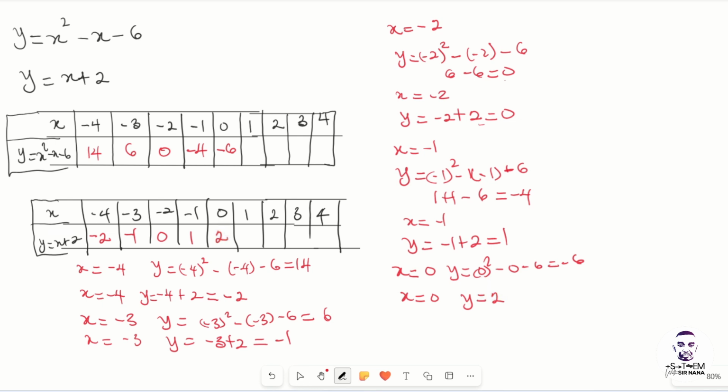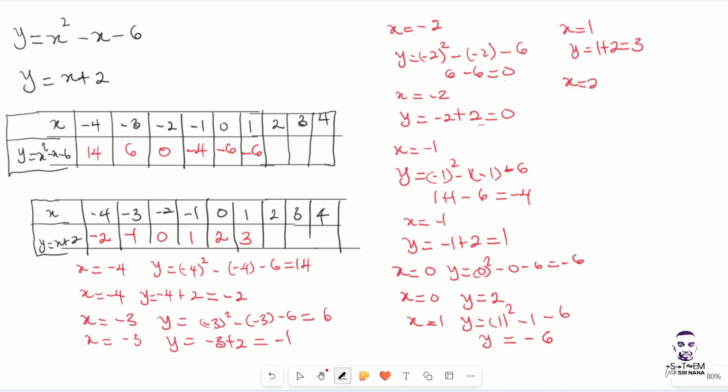And then if x is equal to 1, we have our y equal to 1 squared minus 1 minus 6. So it means that y becomes equal to negative 6 as well. So here we have minus 6. And then for the linear, if x is equal to 1, we have our y equal to 1 plus 2, and that will give us 3. So we have 3 here.